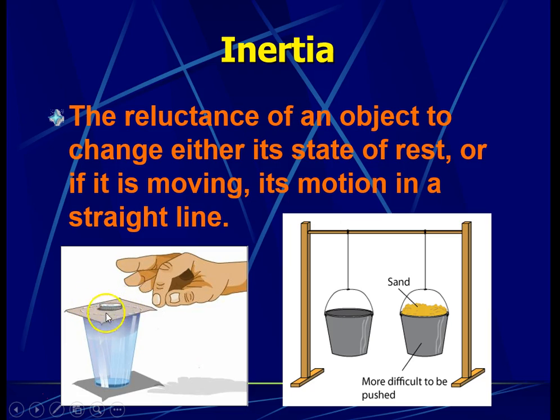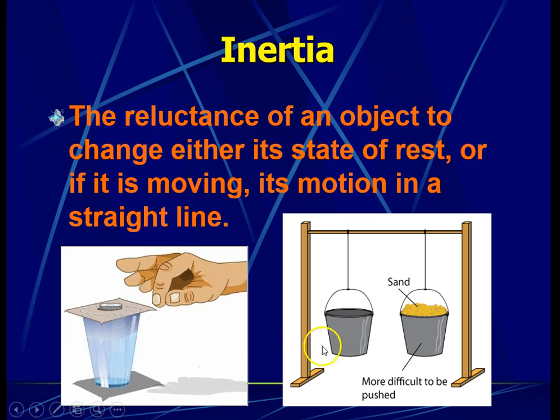Well, the coin itself is initially at rest, in a state of rest. So if you flick the cardboard away, it has no effect on the coin, and as a result, the coin will want to remain in its original state of motion, which is at rest. As a result, the coin will drop into the glass because there's no longer any cardboard to support its weight.